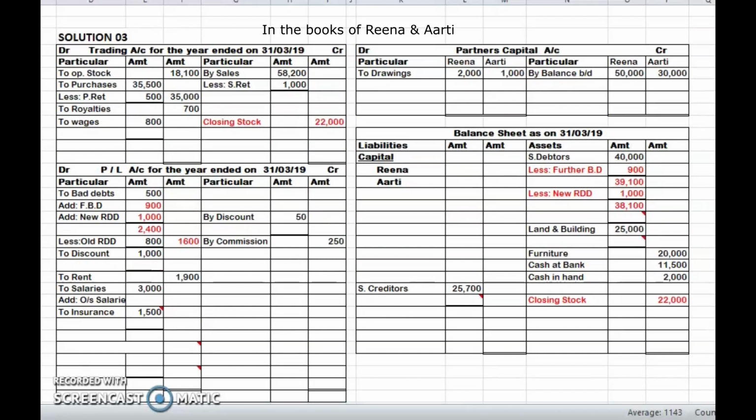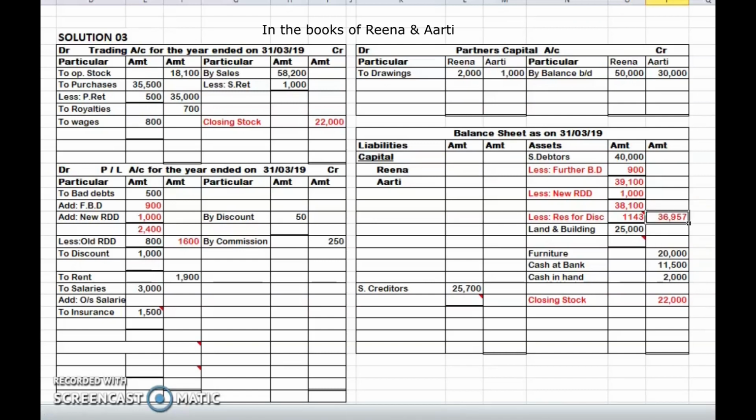The third adjustment, create a provision for discount on debtors. We'll calculate 3% on 38,100 as reserve for discount on debtors. 3% on 38,100 is 1,143. This is a credit effect as we have deducted.